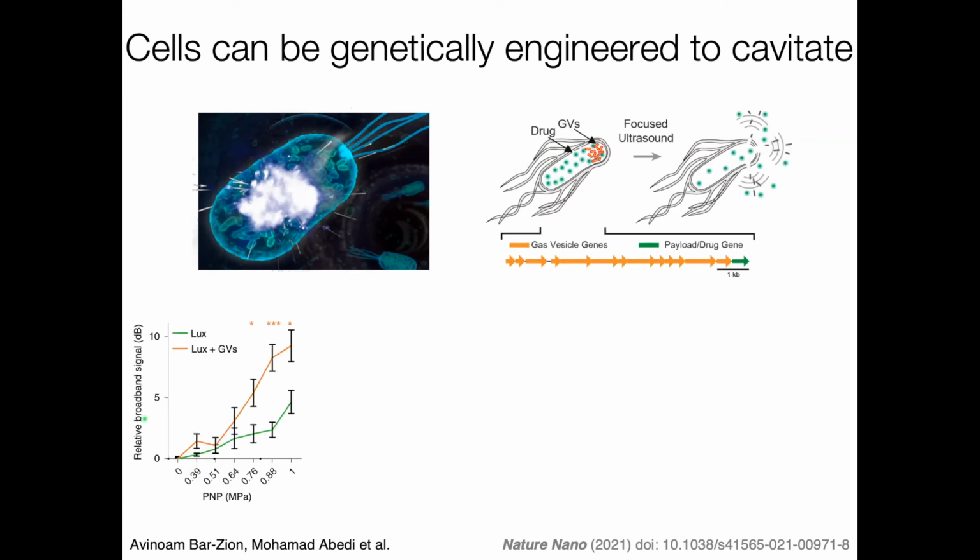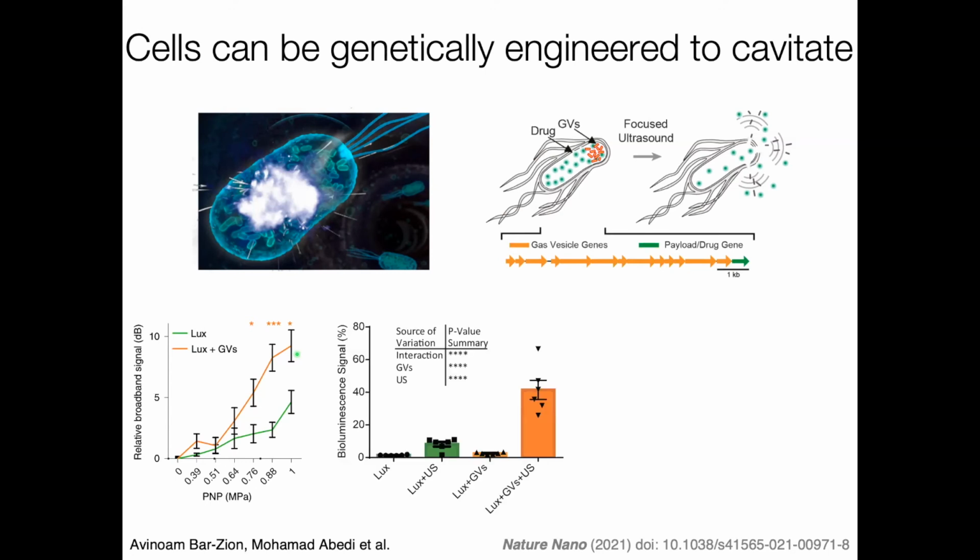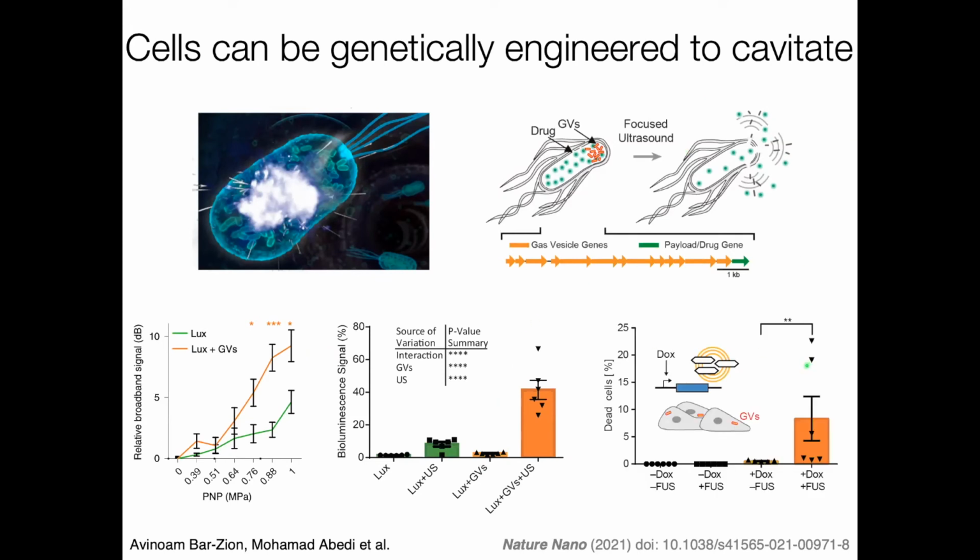And indeed, we showed that we can produce broadband signals from cells that are expressing the gas vesicles. So meaning the cavitation works when the system is genetically encoded. We can release payloads. Here we're looking at bioluminescence that we've released out into the medium. And this works in both bacteria and mammalian cells.